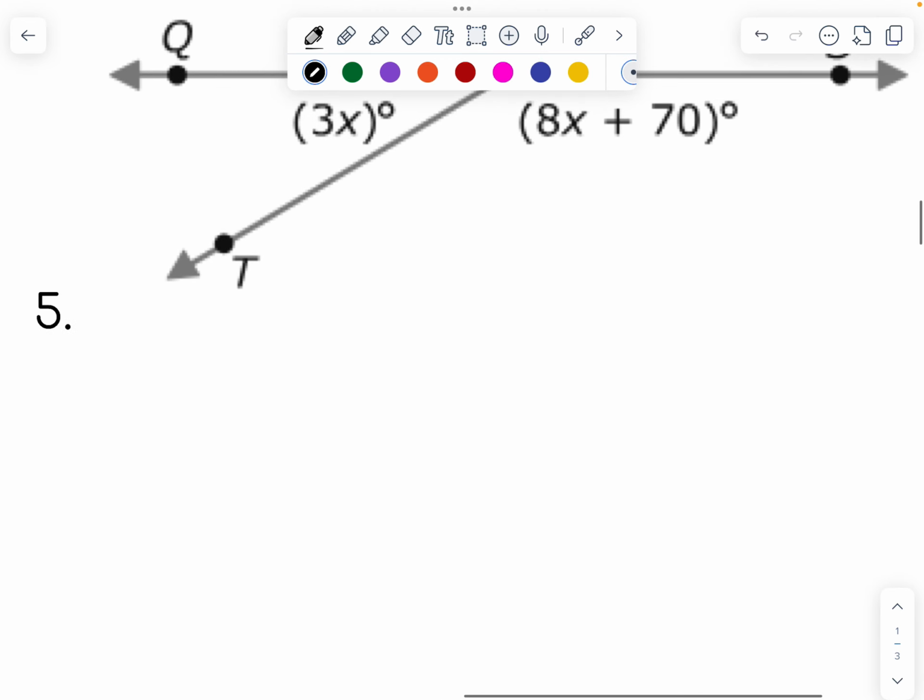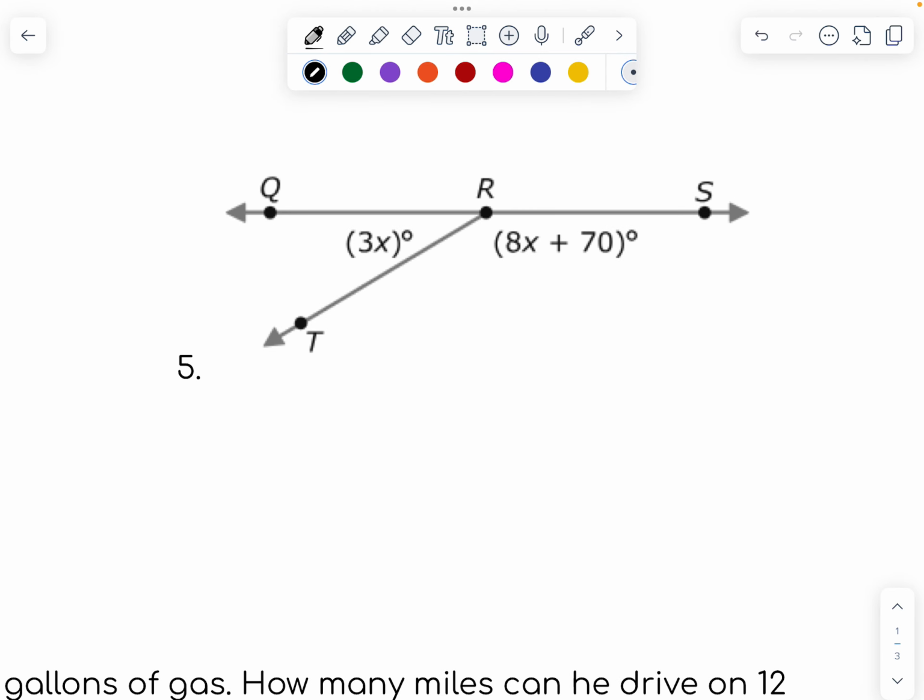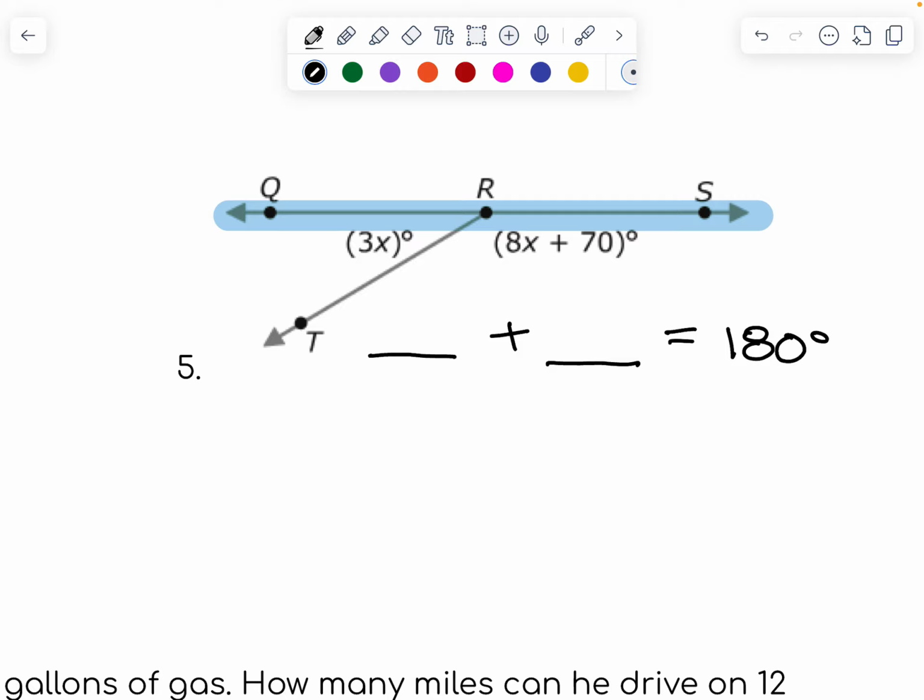All right, let's look at number 5. This one you can't do just by looking at it. These are not complementary. If you notice, if I put these together, look at that. They form a straight line. I know a straight line is 180 degrees. So I know that my first angle plus my second angle, if I put them together, the sum is 180 degrees. So I'm just going to fill in. I've got 3x here, 8x plus 70. If I combine like terms, I'm going to get a nice equation. Look at 3x plus 8x. That's 11x. I still have plus 70 equals 180.